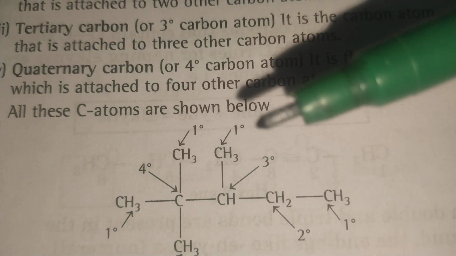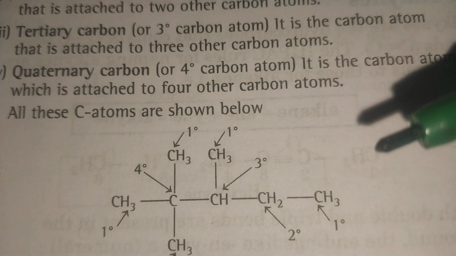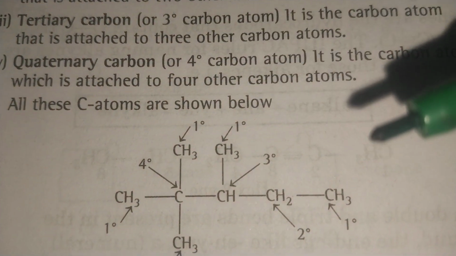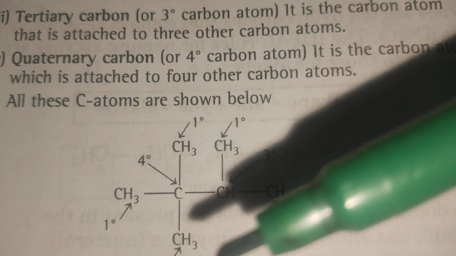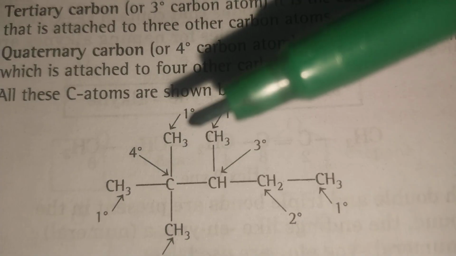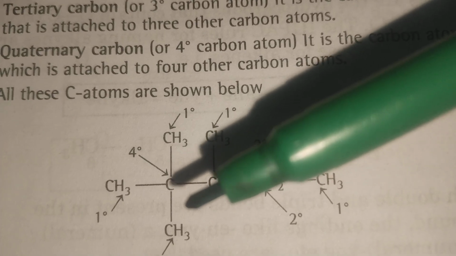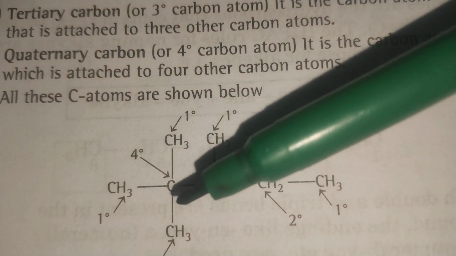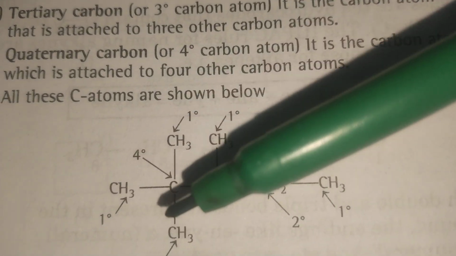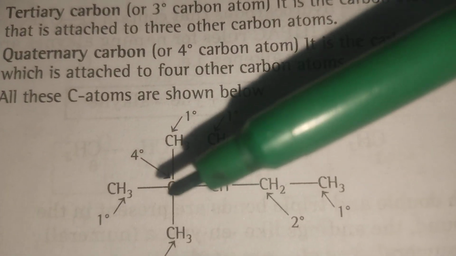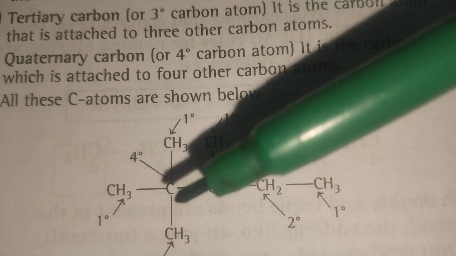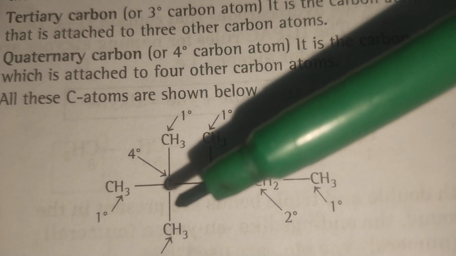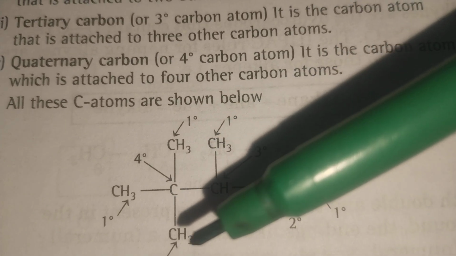Go for quaternary carbon, or you can say 4 degree carbon atom. It is the carbon atom which is attached to 4 other carbon atoms. If you observe the structure, this carbon is attached to this carbon 1, this carbon 2, this carbon 3, this carbon 4. So this carbon is attached to 4 other carbon atoms. So I can say this is a quaternary carbon, or you can say 4 degree carbon.